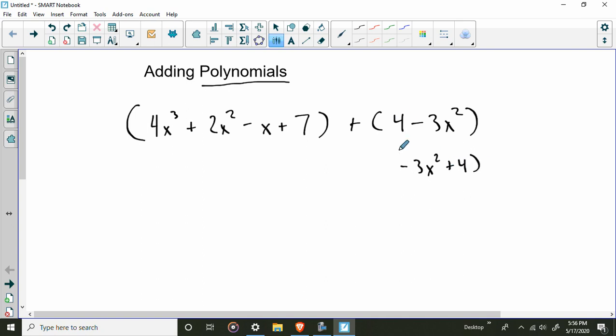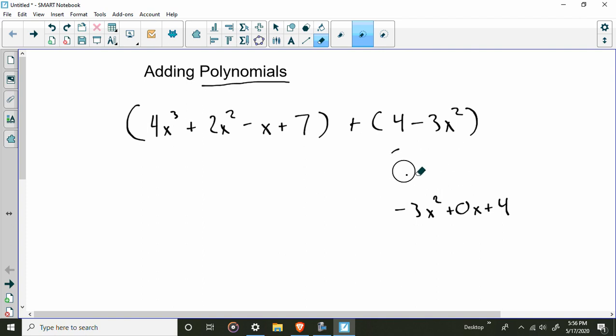Now, if you noticed, we don't have an x term in the middle, and that's okay. It's the equivalent of saying, well, I've got -3x squared, I've got 0 x's, and I've got 4. So if that makes you feel more comfortable, then you can go ahead and put a 0x there. It's fine, okay? But now when we stack them, we've got to be a little bit careful, okay? So I'll leave that 0x here. We'll do this one like this, and then I'll do it again without it, okay?